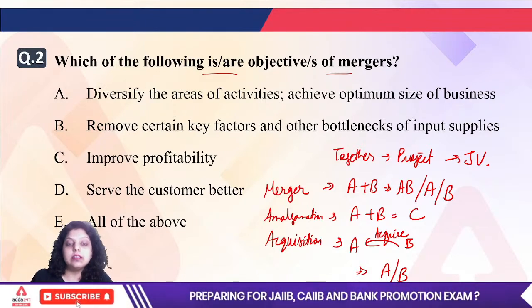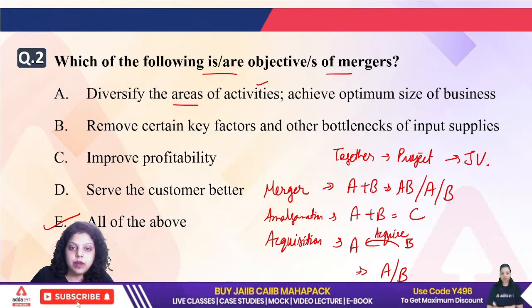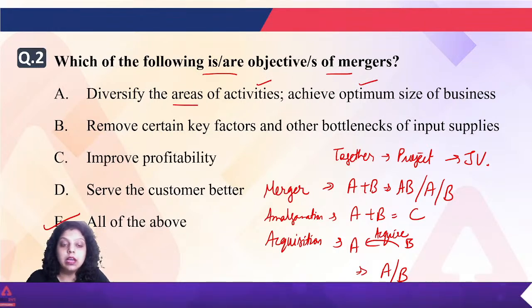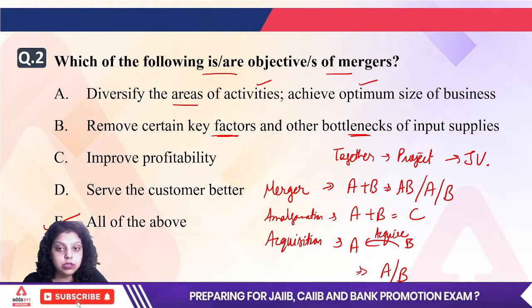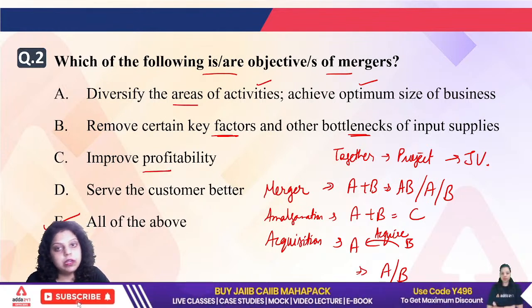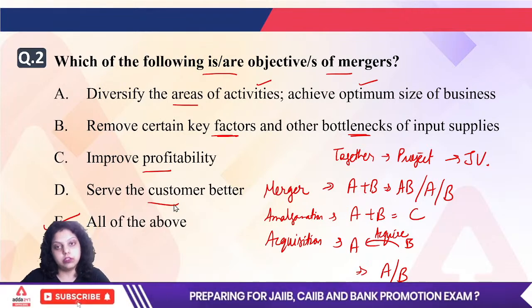Now what will be the answer? The right answer will be all of the above. Diversify the areas of activities, achieve optimum size of business after merger, remove certain key factors and other bottlenecks of the input supplies, improve profitability of the company and serve the customer better. So the right answer will be all of the above, that all of the above are the objectives of merger.